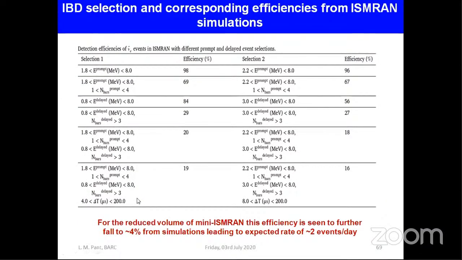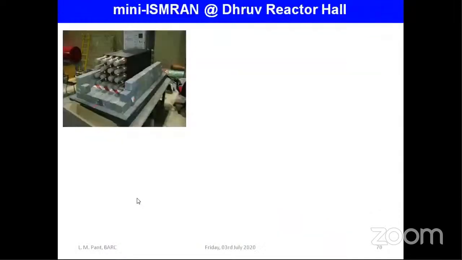I will not go into the details of this, and this took an enormous time because the people who are working on this have really put a lot of time into arriving at these numbers. So now I show you the mini Smaran from which we had some data, and this mini Smaran basically consists of 16 scintillators, because till that time we did not have the full 100 scintillators with us.